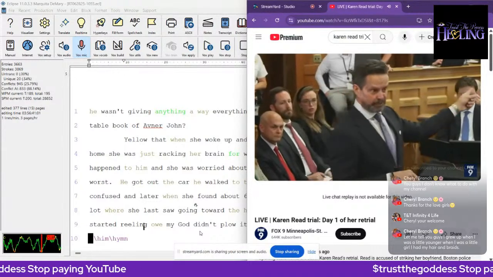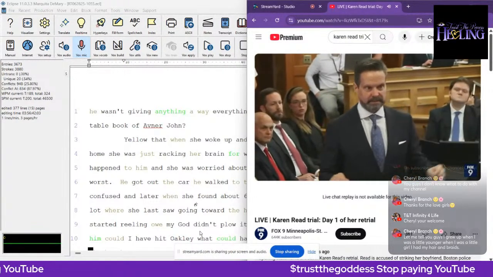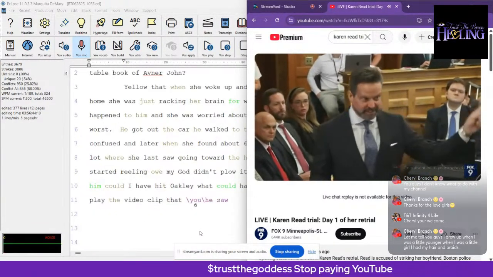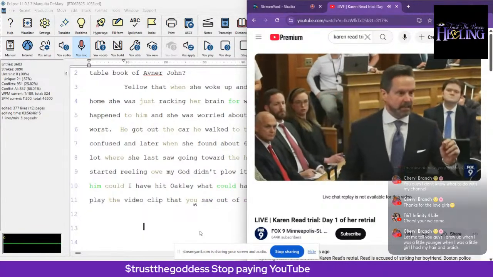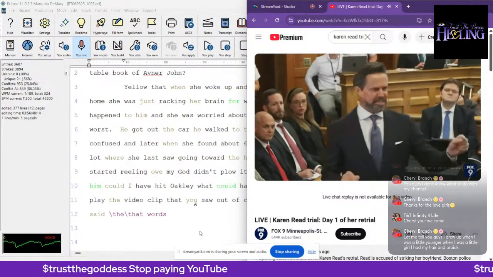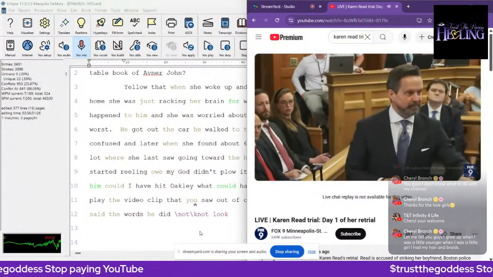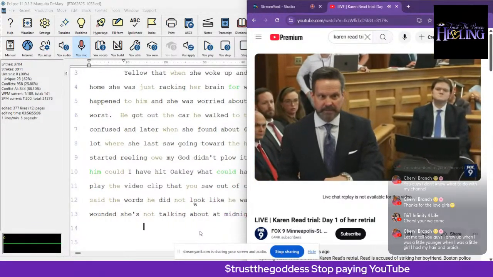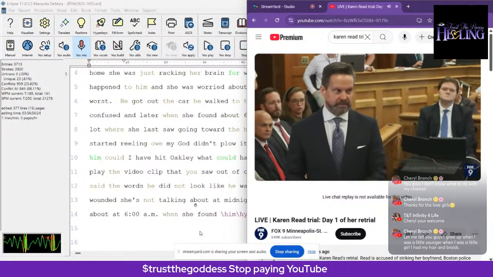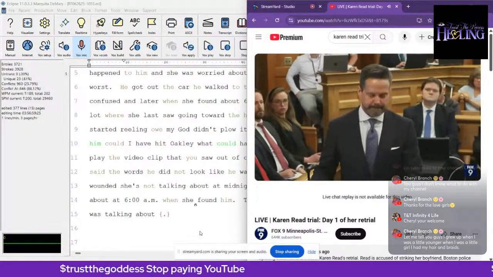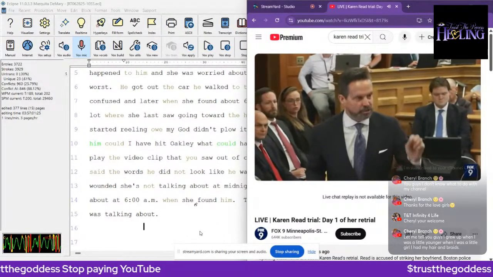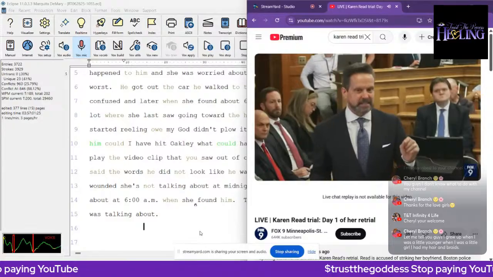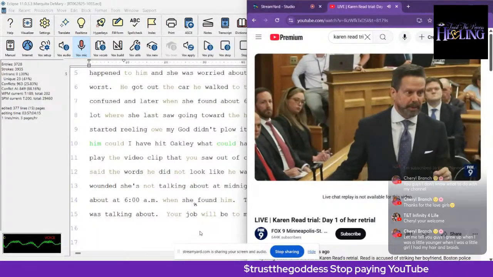And that video clip that you saw, out of context, when she said the words, he did not look like he was mortally wounded, she's not talking about at midnight. She's talking about at 6 a.m. when she found him. That's what she was talking about. Your job will be to make sure that the evidence isn't presented to you too cute by half.